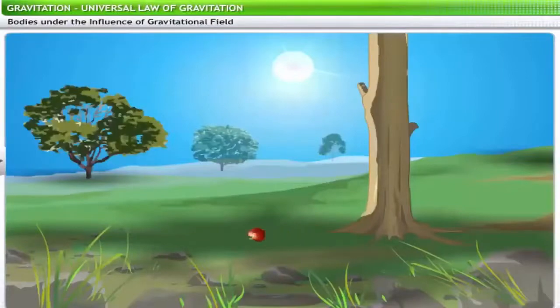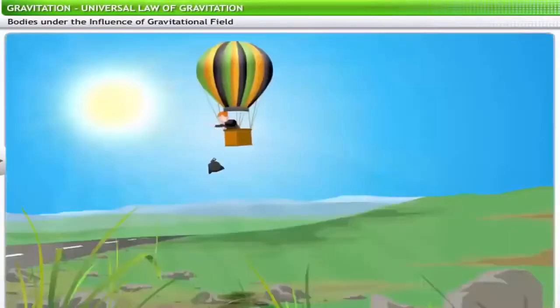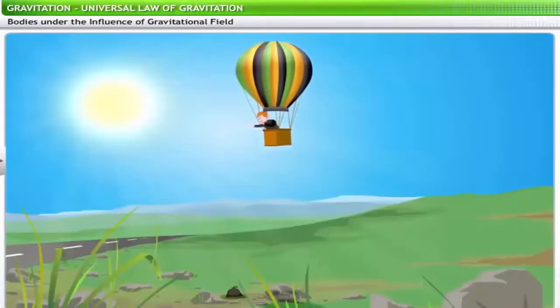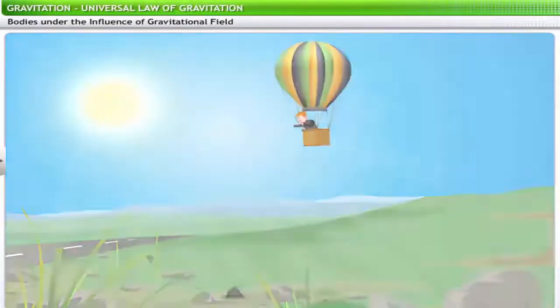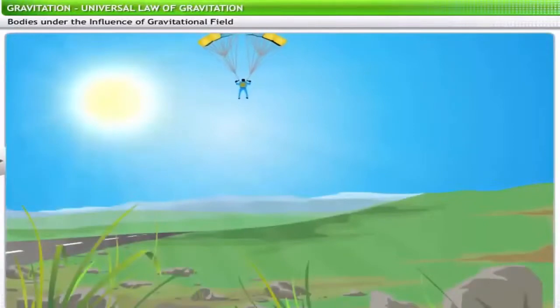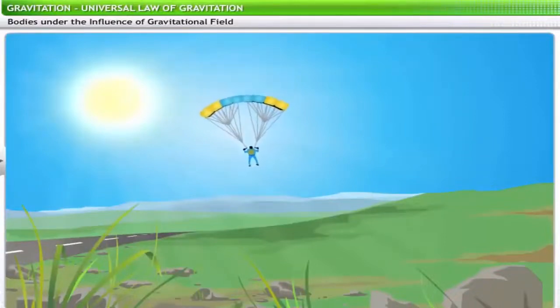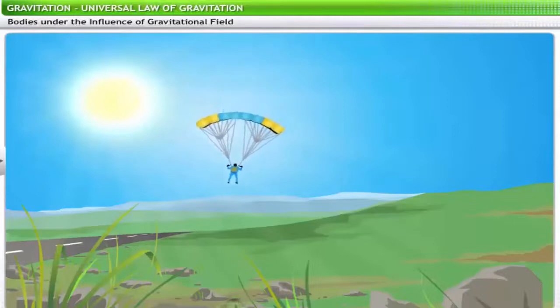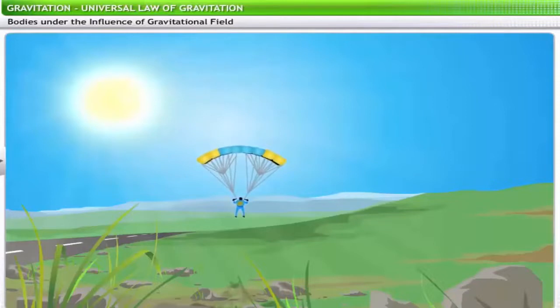A fruit falling off a tree or a sandbag thrown off a hot air balloon hurtle towards the earth in a free fall. However, a parachutist descending from an aircraft is not in free fall, since he uses the parachute to counter the gravitational force of Earth. A freely falling body is always under the influence of the gravitational field of the Earth. But not all the bodies under the influence of the gravitational field of the Earth are freely falling bodies.